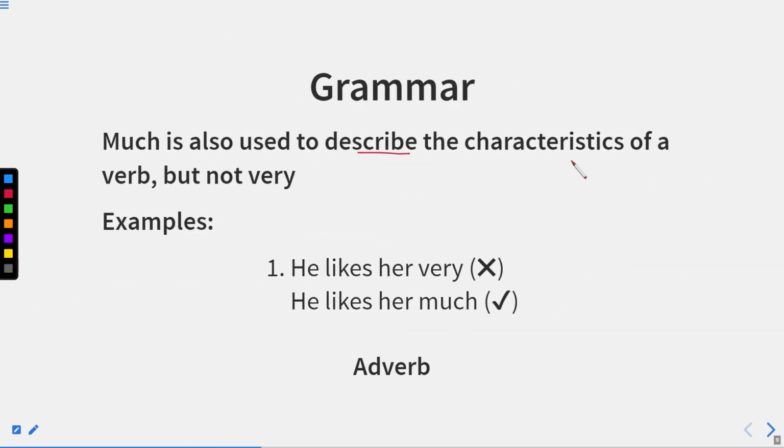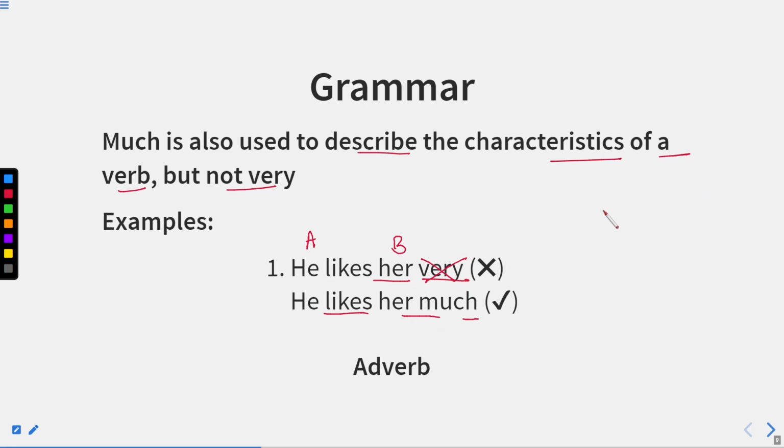Much is also used to describe the characteristics of verb, but not very. This point should be cleared with the help of an example. Let us take this example. If I say he likes her, suppose there is a person A and he likes a person that is B. A likes B. Now, how much? Very much. But if I say very, it is incorrect. He likes her much. This is correct. He likes her much. So, the characteristic of a verb should be told by the word much, not with very.